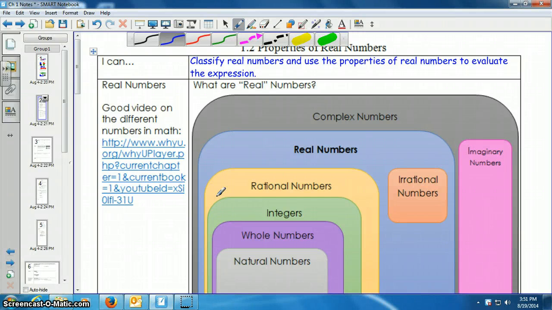Alright, this is lesson 1.2, properties of real numbers. We're going to classify real numbers and use the properties of real numbers to evaluate expressions. So there's going to be a lot of different categories here.